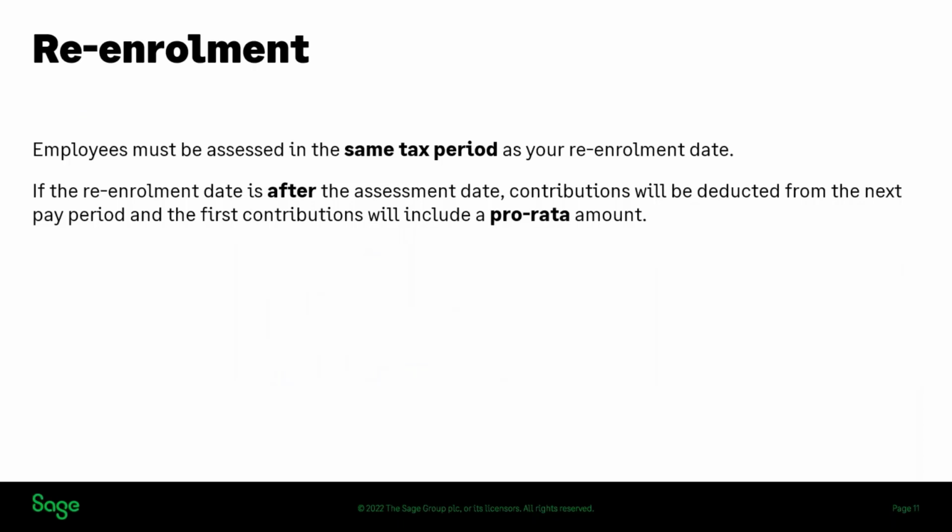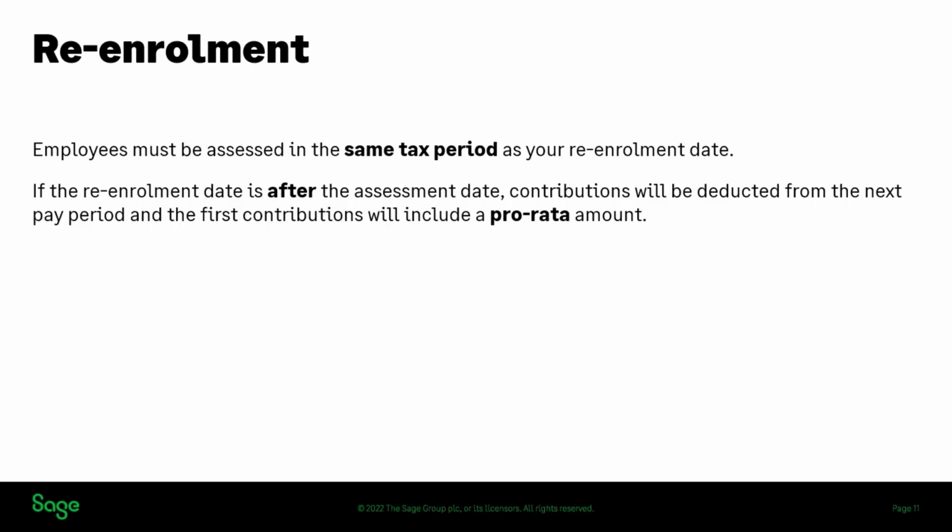So once you've chosen the re-enrollment date, you will need to establish which tax period that date falls into, because you will need to run an assessment in that same tax period, which will then determine which employees need to be re-enrolled. Now, if your re-enrollment date happens to fall after the assessment date, the contributions will be deducted from the next pay period, and those first contributions following re-enrollment will include a pro rata amount for the end of the previous tax period.